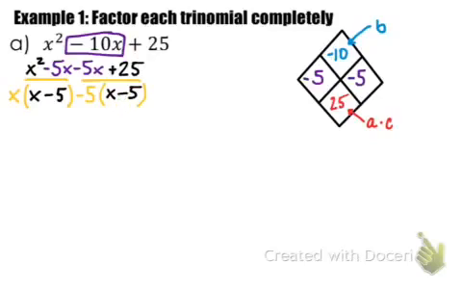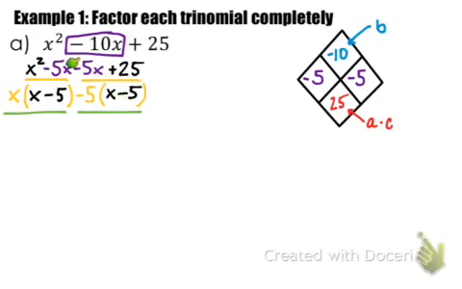So now we have one more set of groupings. We have x times x minus 5, and then negative 5 times x minus 5. And you ask yourself the same question, except you're looking at both groups simultaneously. What do both groups have in common? It looks like they both have the binomial factor of x minus 5.